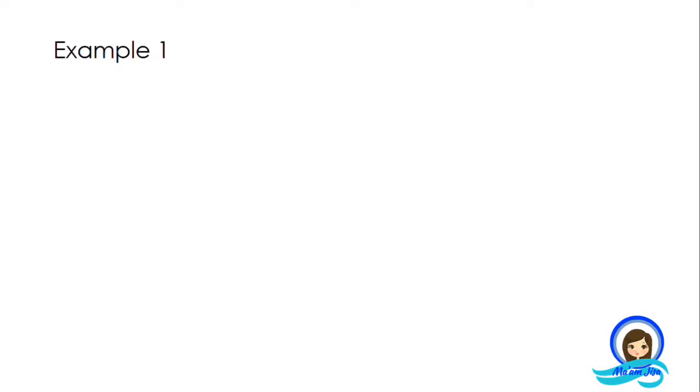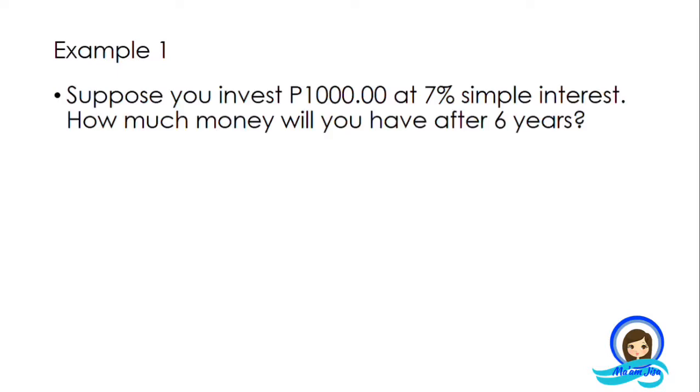Let's have an example. Suppose you invest 1,000 at 7% simple interest. How much money will you have after 6 years? Let us identify from the given problem the terms that are applicable, as mentioned earlier in this discussion. So we have here, you invest 1,000. You here refers to the lender or creditor since you invest the money. And 1,000 pesos is our principal. 7% is our rate. And then we have here 6 years. This refers to the term or the time.